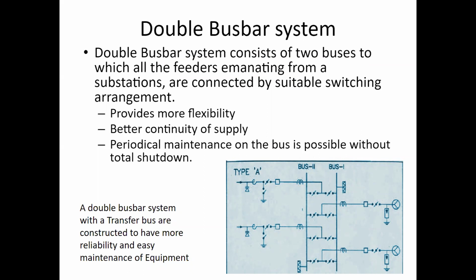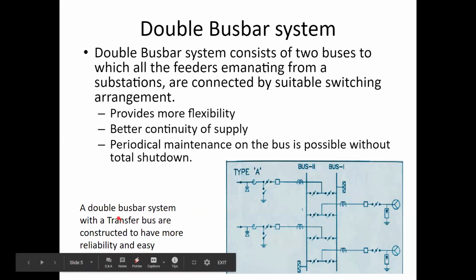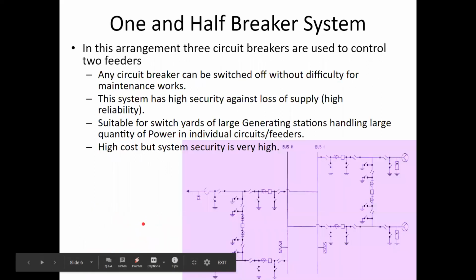The advantage is it provides better flexibility, better continuity of supply, and periodical maintenance of the bus is possible without total shutdown. I hope you did this in the lab, changing bus bars with the help of a bus coupler. Then there is a modified form, a double bus bar system with a transfer bus. It again gives more reliability and more continuity of service.